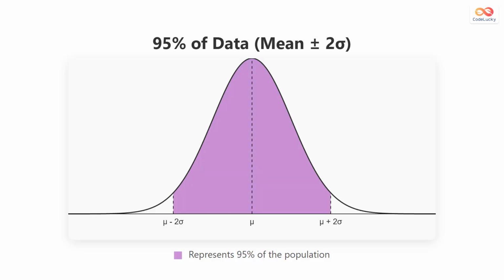Moving outward, the second part of the rule states that approximately 95% of data falls within two standard deviations. If you are within this range, you are considered within the realm of normal variation. Only 5% of data lies outside this boundary. Here we see the purple area covering 95% of the curve. It is much wider, stretching from the mean minus 2 sigma to the mean plus 2 sigma. Notice how little space is left on the tails.